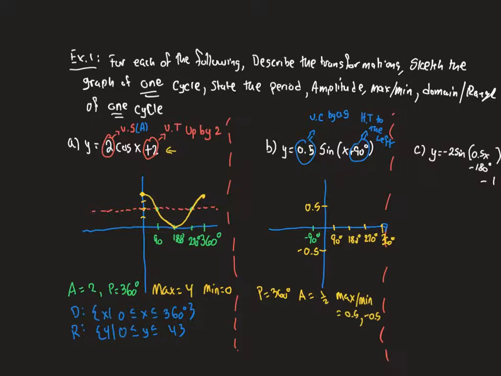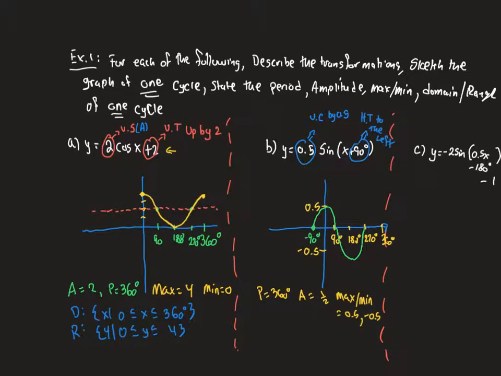So at negative 90 degrees, this is where I should have my first 0. Okay? Then at 0, I'll have my max. At 90, I should have my next 0. At 180, I should have my minimum, and at 270 I should have my next 0. And just like that, we have finished one cycle.